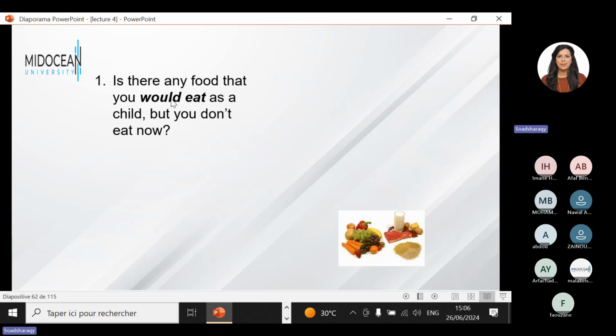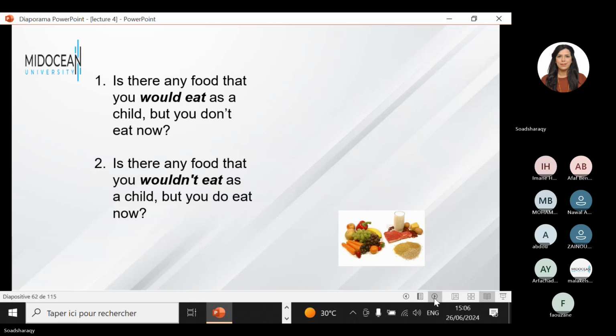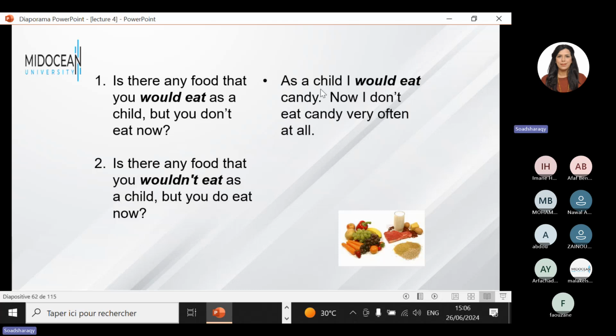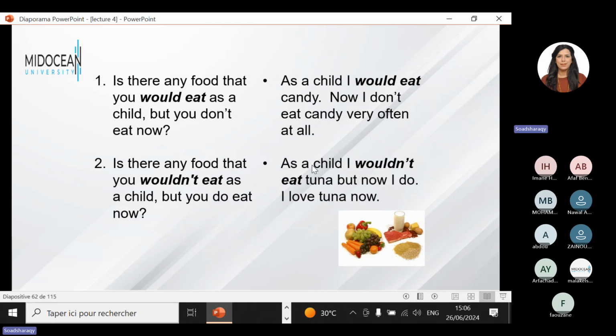Is there any food that you would eat as a child but you don't eat now? As a child, I would eat candy. No, I don't eat candy very often at all. 2. Is there any food that you wouldn't eat as a child but you do eat now? As a child, I wouldn't eat tuna, but now I do love tuna, okay?